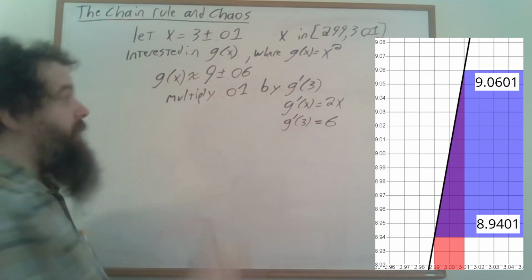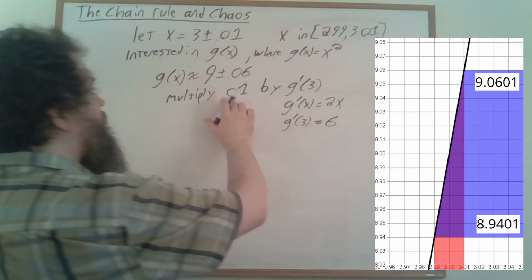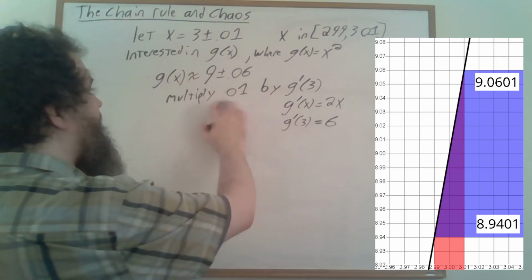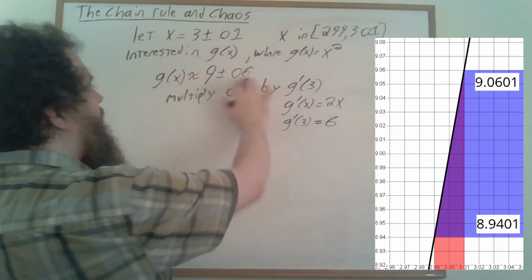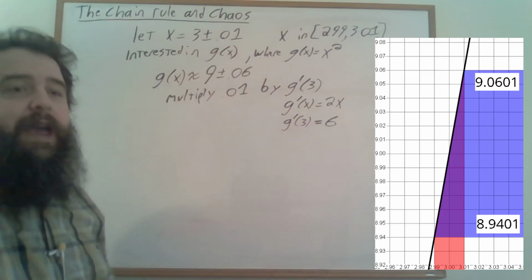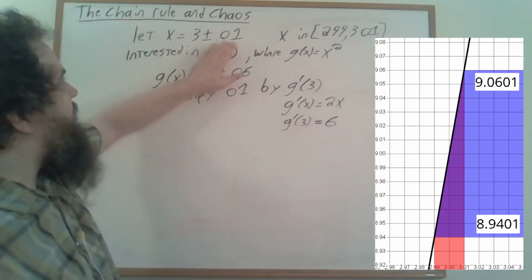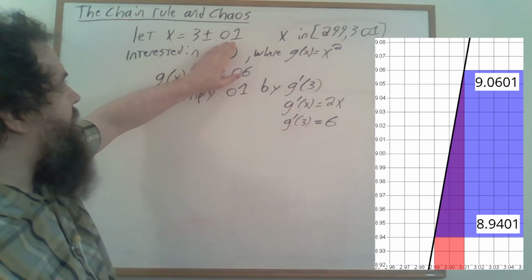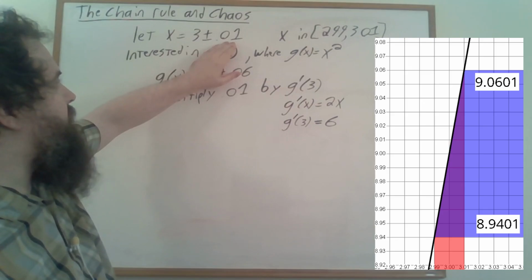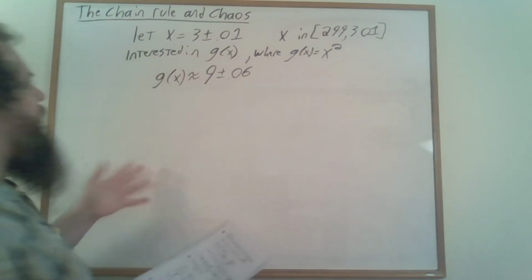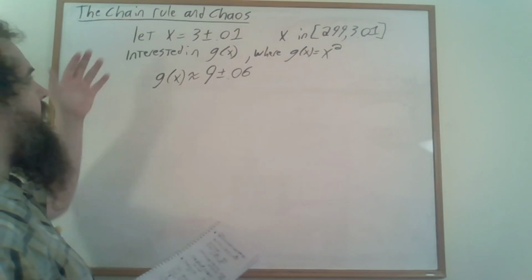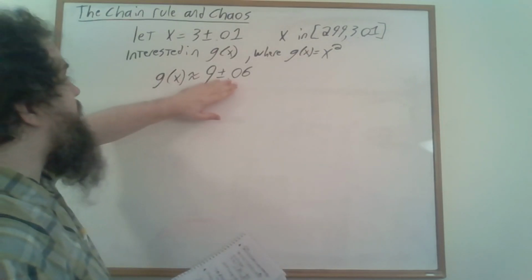But that's what I mean when I say that the derivative is the uncertainty multiplication factor. It's the thing that we need to multiply our initial uncertainty by in order to get our new level of uncertainty of the output of a function. And as our uncertainty level gets better and better, as this number gets smaller and smaller, this approximation gets better and better. So now suppose that we're interested in applying a function to this value here.